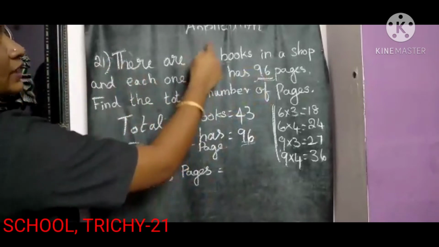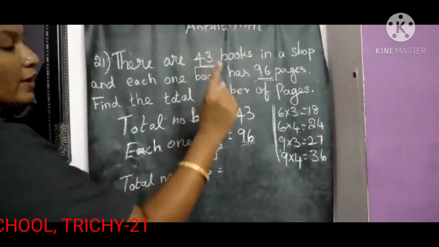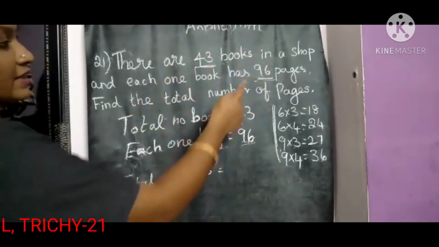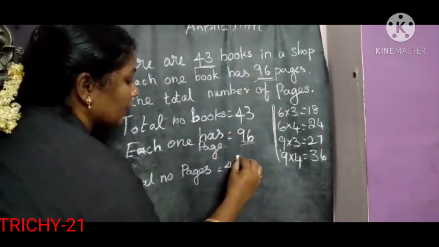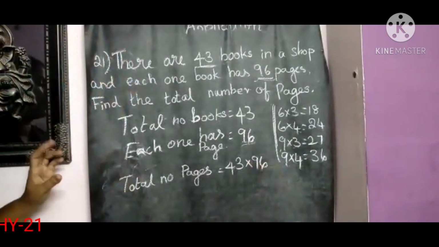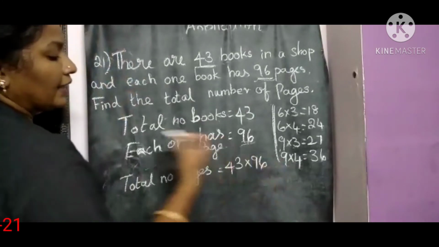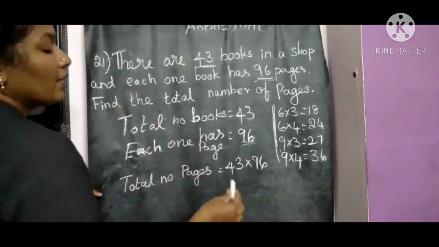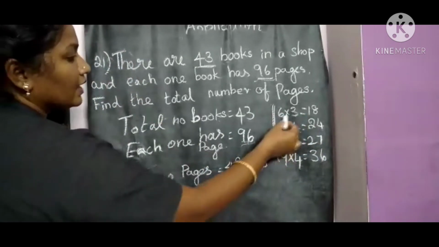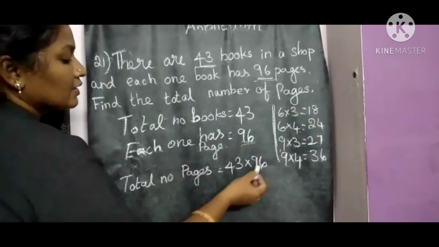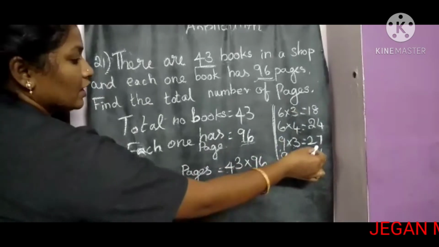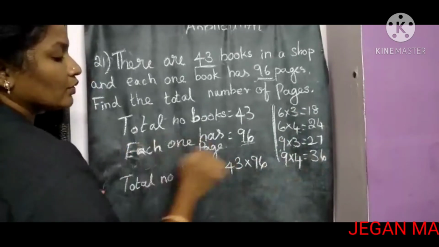So total number of books multiplied by the pages of each book. Each book has 96 pages. So 43 multiplied by 96. Okay, in this sum you are going to use the 6 table and 9 table. So first step, write the tables in the rough column side. Now 6 3s are 18, 6 4s are 24, then the 9 table, 9 3s are 27, 9 4s are 36.